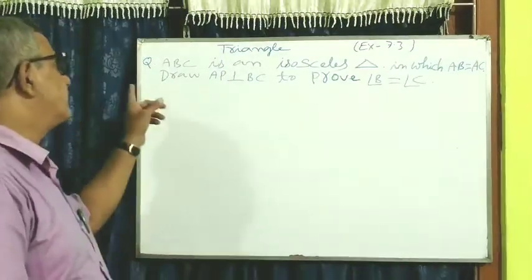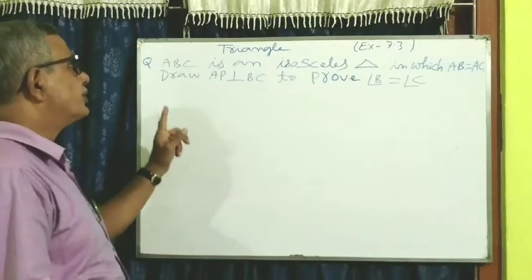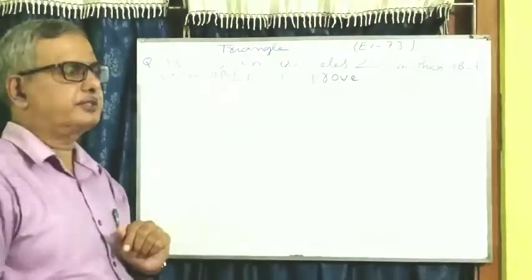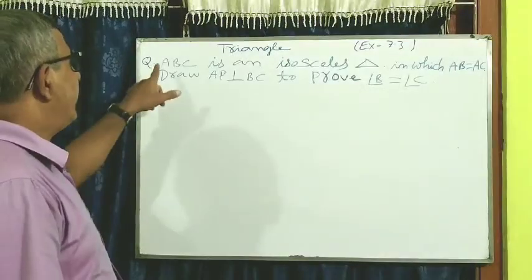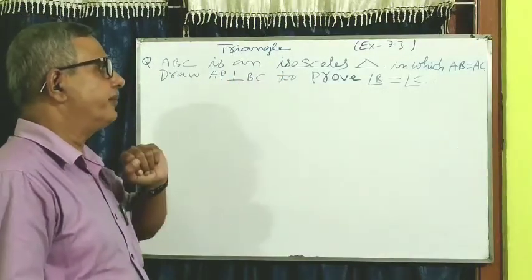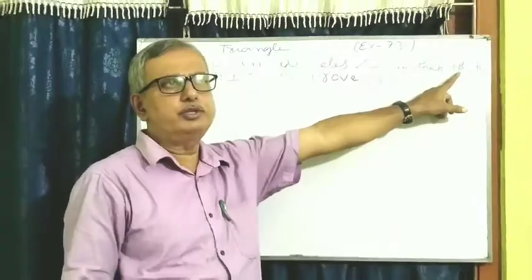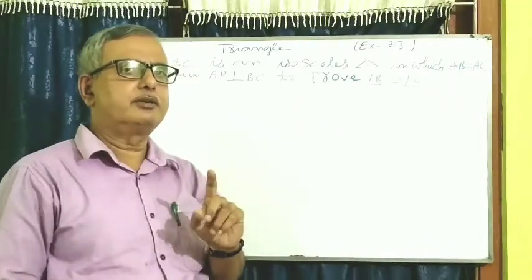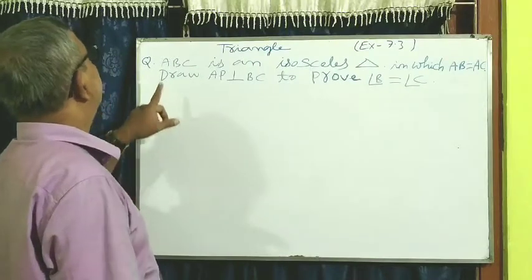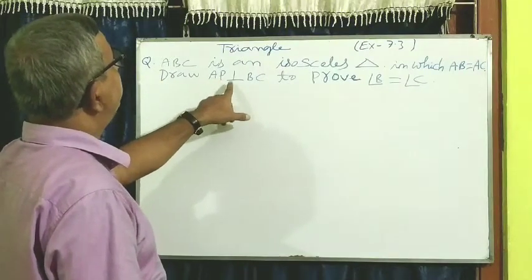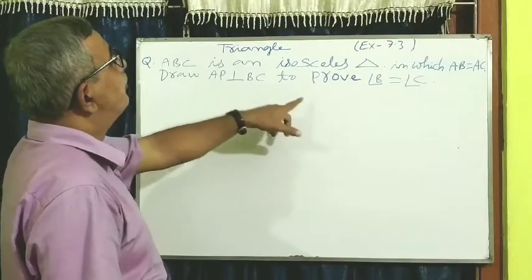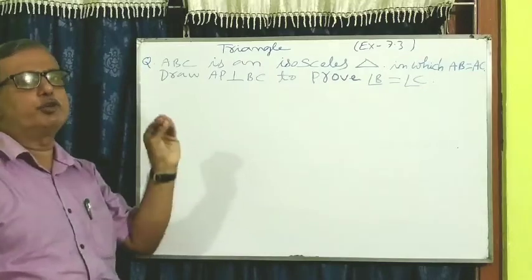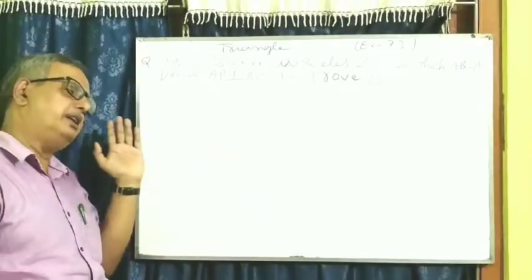The question which I have selected on the board is from the Triangle chapter, exercise 7.3 for class 9 students. Here, ABC is an isosceles triangle in which AB is equal to AC. You know that whenever you select an isosceles triangle, there must be two sides equal. Draw AP perpendicular to BC to prove that angle B is equal to angle C. This question is very easy for you. It will not take more time, but it is important.